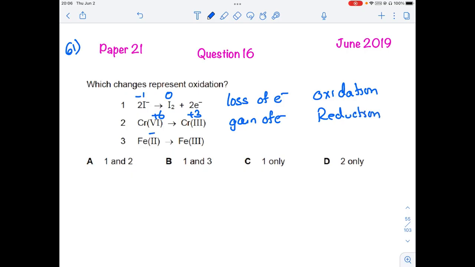And the final one is Fe +2 to +3, which is again nothing but what? Loss of electrons. Loss of electrons is nothing but what? Oxidation. So which are the options? Only 1 and 3. These are the options which are undergoing oxidation. That's going to be the answer.